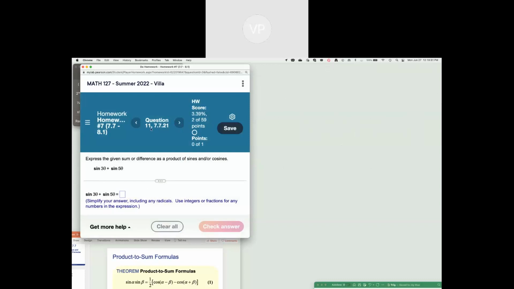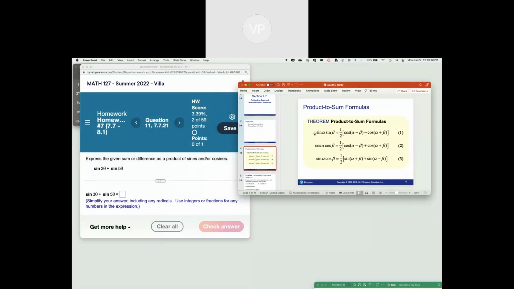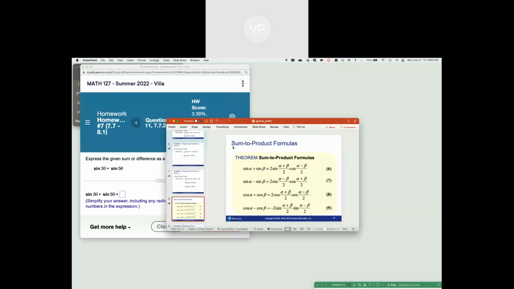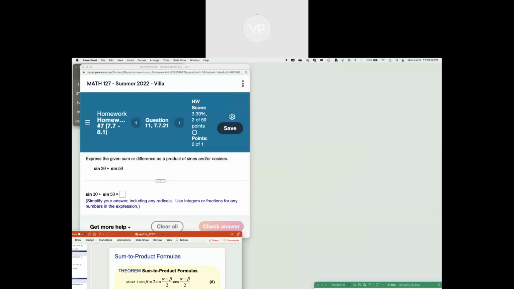Let's look at number 11 here. Express the sum or difference as a product of sines or cosines. So remember, look at my formulas here. These are products that we convert into sums. We want to go backwards where they're giving us a sum, like here, and we need to convert it to a product, which is what this is. So here we have sine plus sine. Make sure you identify it's that first formula again. This is the one I'm going to use.